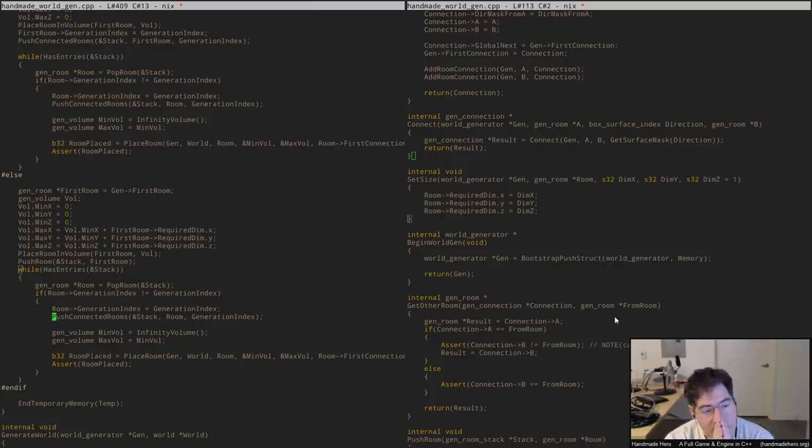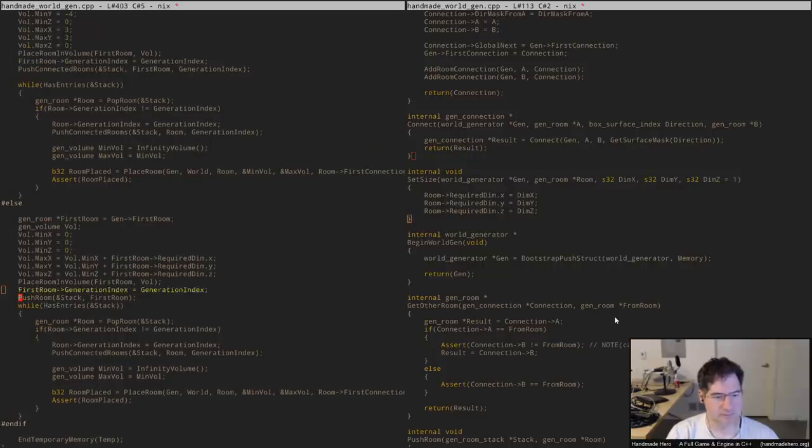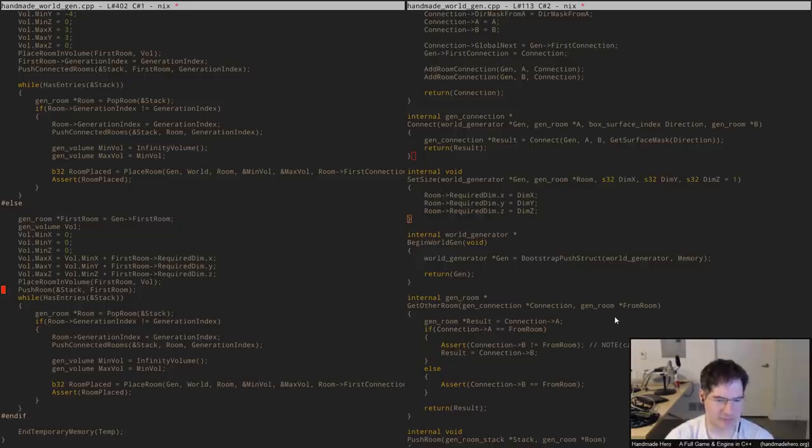Well, that's not quite right either, is it? No, that's fine. So we do set its generation index. We push it on. Assuming its generation index has not been set, we visit its neighbors and place them. Assuming that we don't... I'm not sure if that's quite right. In that case, it would just look like this. So you'd push the room on the stack. If you don't match generation X, you place all of its neighbor rooms who haven't been placed yet.